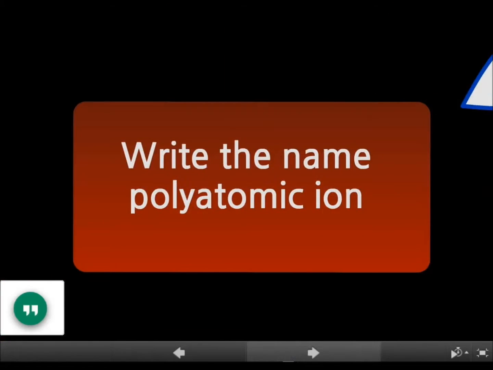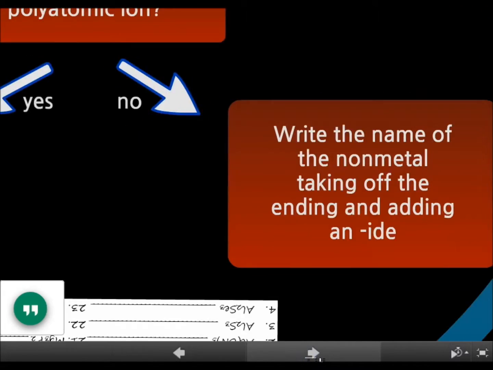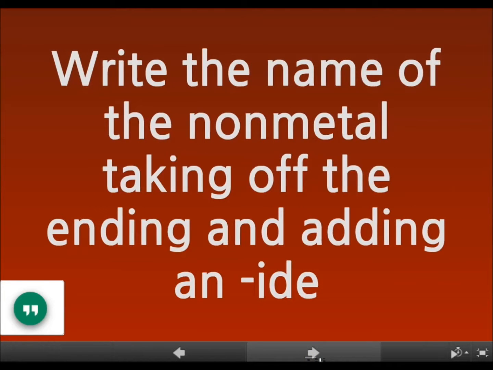If the answer to that question is yes, you flip your periodic table over, figure out which one it is, and write the name of it. If the answer to that question is no, then you're going to look that guy up on the periodic table, okay, and then say it's Cl, so Cl is chlorine. You're going to take off the ending, so chlorine, the ending would be -ine, and you're going to make it chloride. You're going to add an -ide.